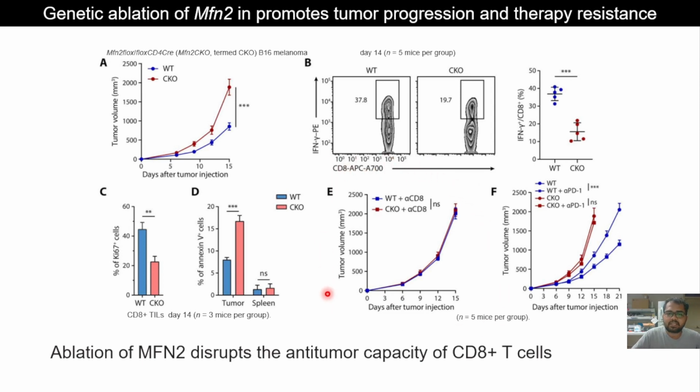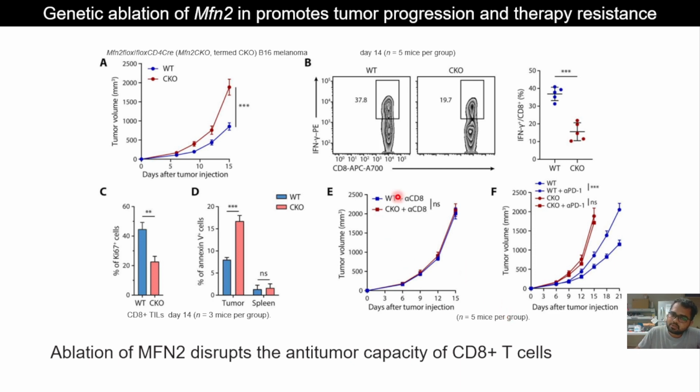To further correlate this with CD8, they used anti-CD8 in both knockout and wild type, and they see the difference: the tumor difference is gone when they use anti-CD8, which suggests that mostly CD8 cells are involved, not CD4 cells, in this tumor increase after knockout.